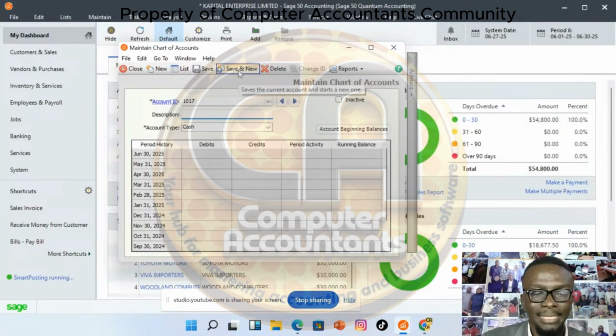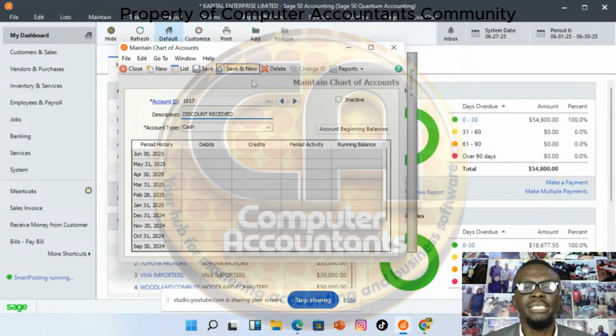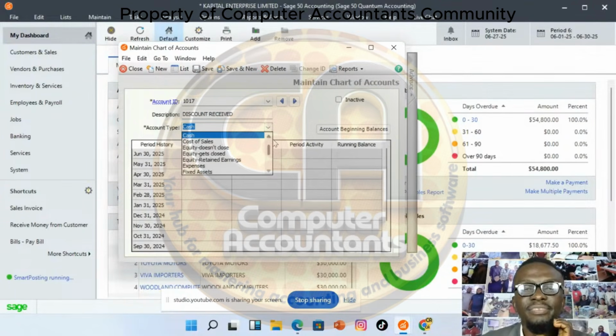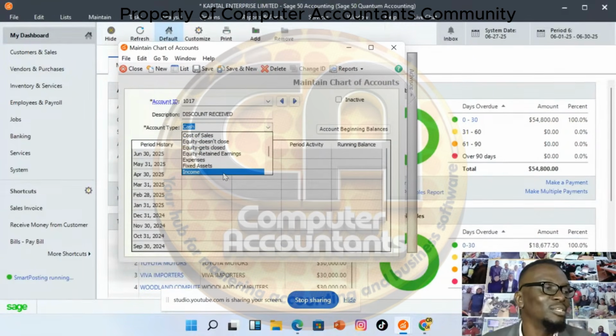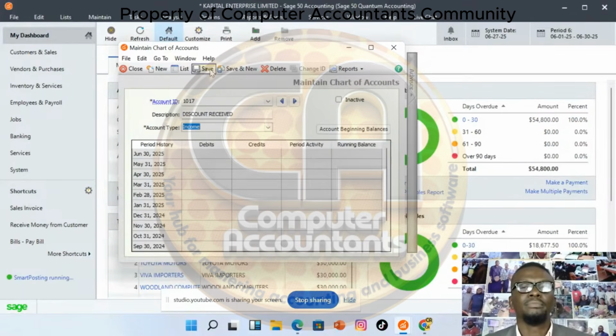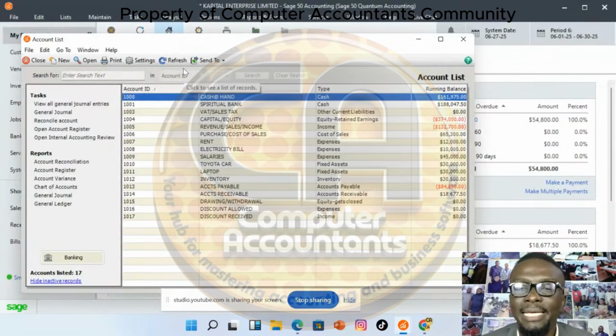1017. So we are looking at discount received. It's an income because we are benefiting from our vendors. They are losing value, and we are benefiting by getting a reduced value to pay them. So select income, save, and let's check our list once again so you can see our accounts are updated.